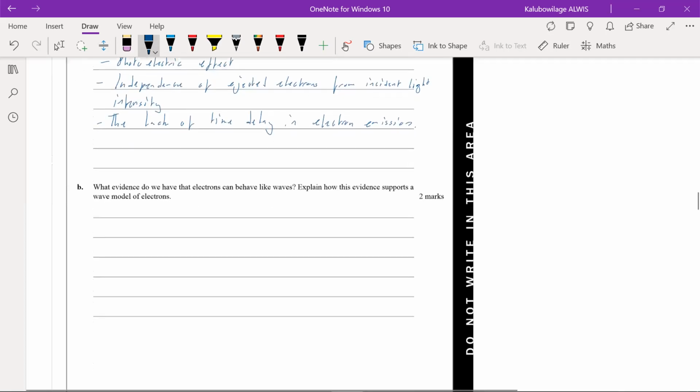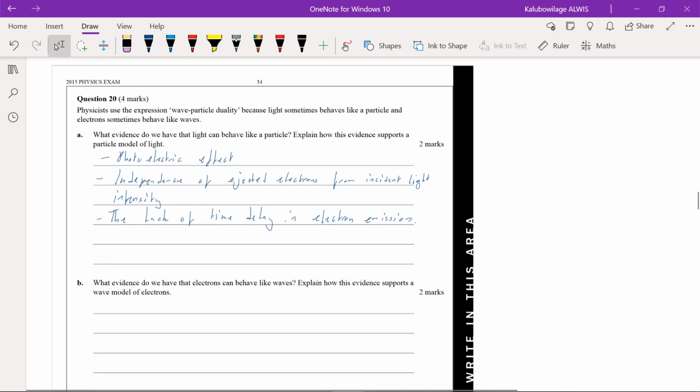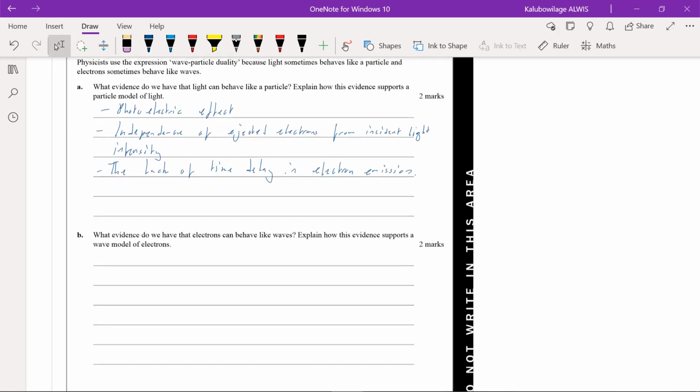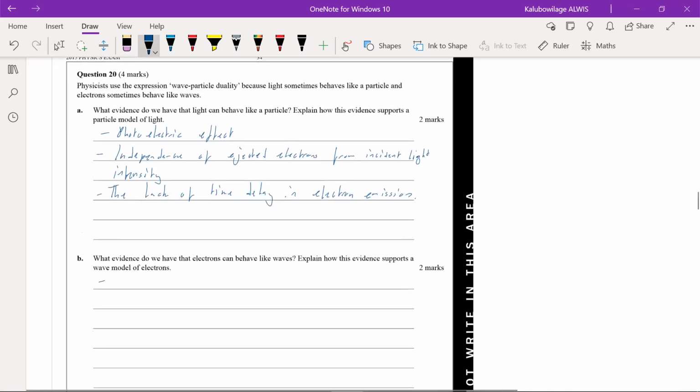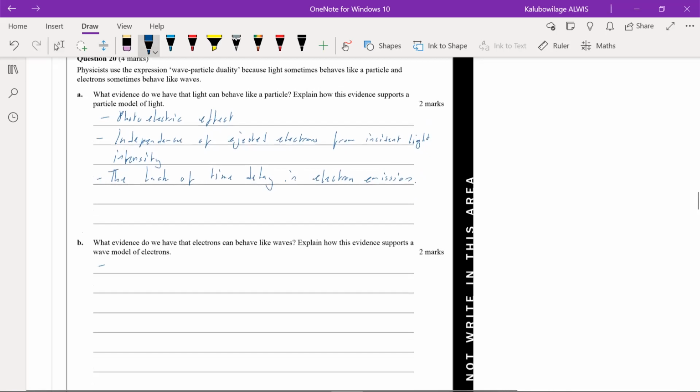What evidence do we have that electrons can behave like waves? Explain how this evidence supports a wave model of electrons. This is not about light, it's about electrons. You can't say the double slit experiment. You can try, but I think it's easy just to say electron diffraction.